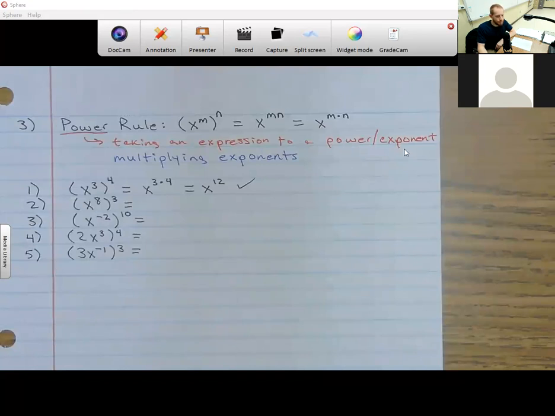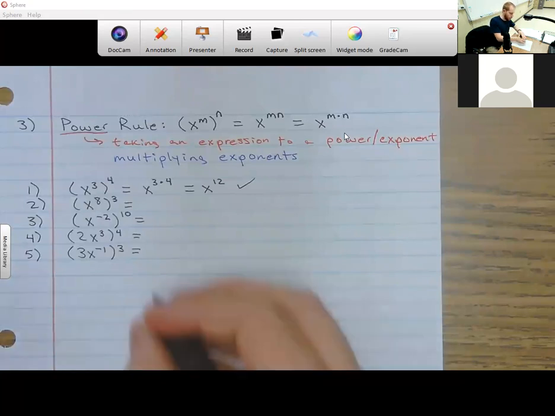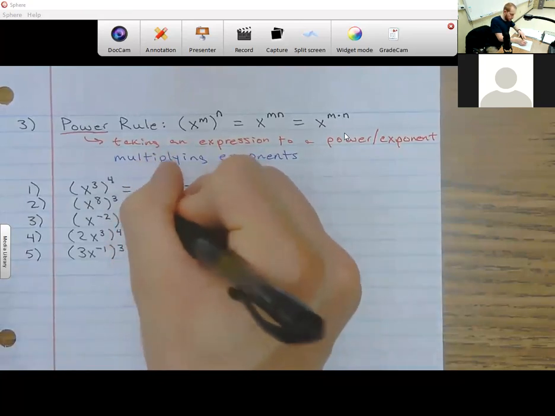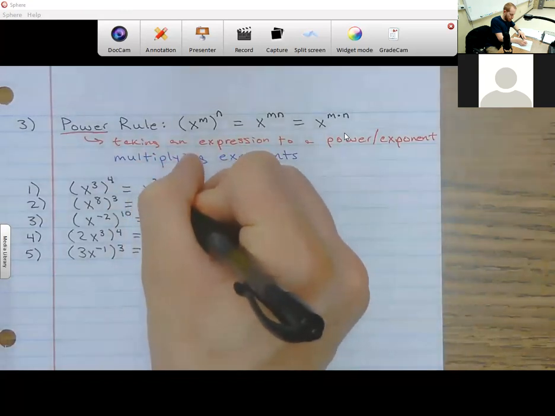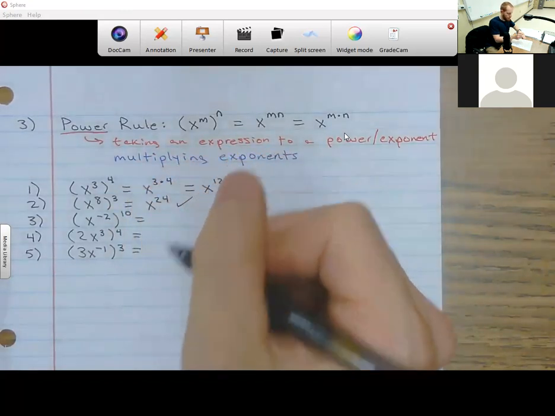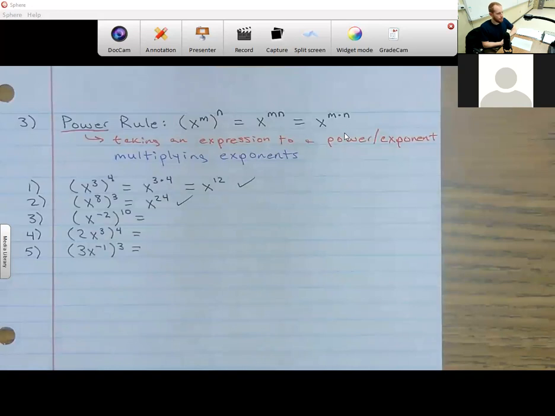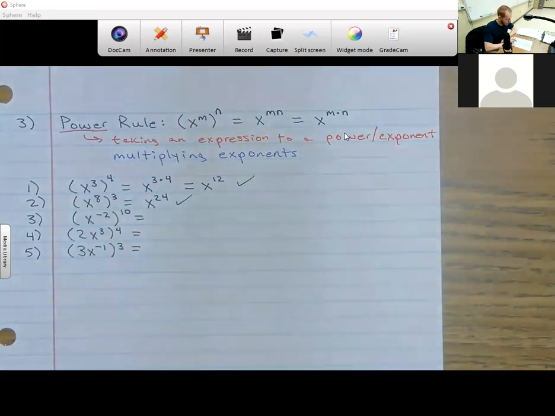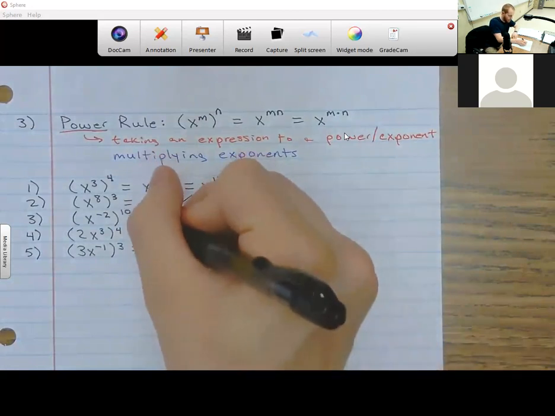All right. So I have x to the 8th power, and I'm cubing everything. So what's 8 times 3? That's going to be 24. So you should get x to the 24th power. Okay? Let's look at number 3. I've got x to the negative 2 power, and I'm raising everything to the 10th power. So negative 2 times 10, that should give you negative 20, right?